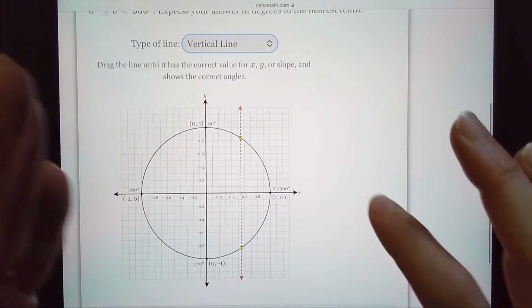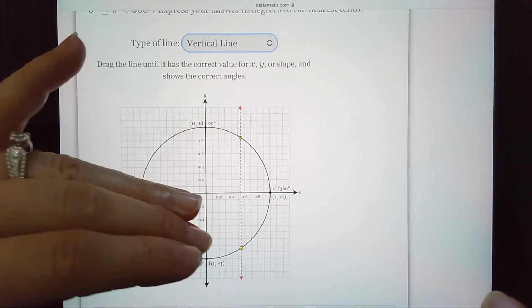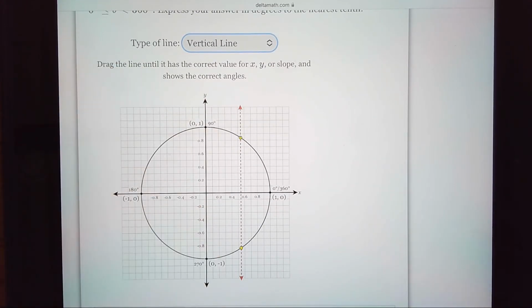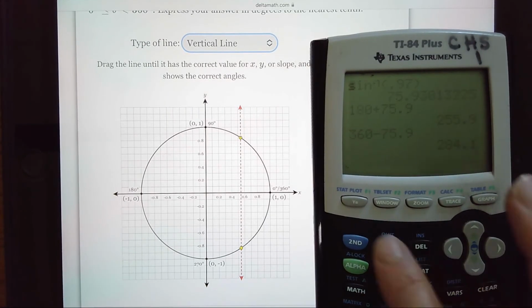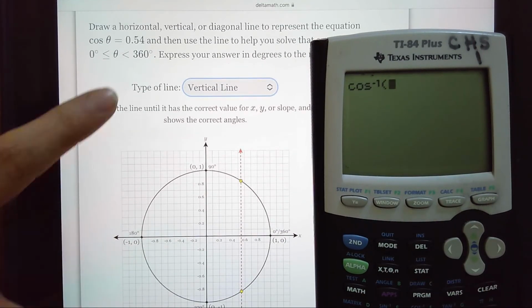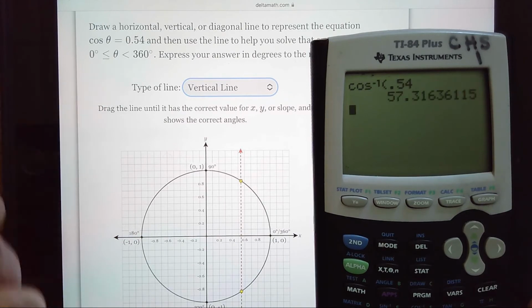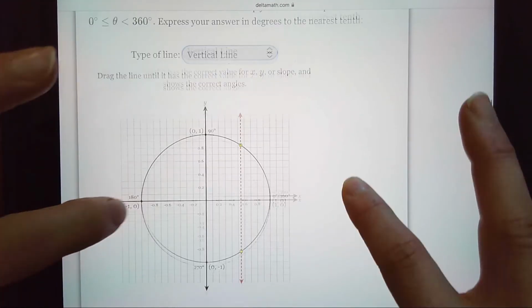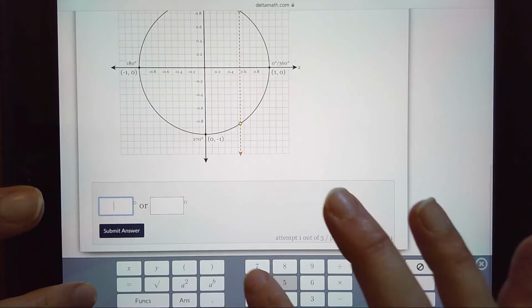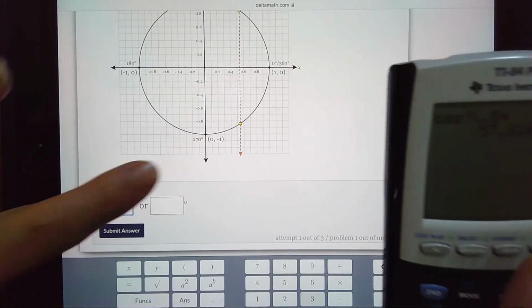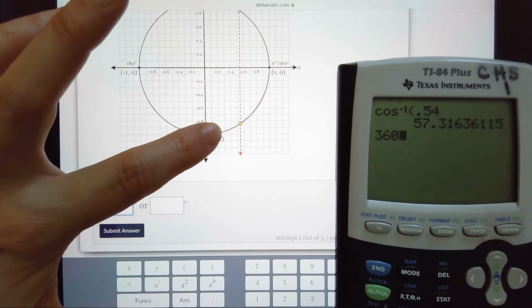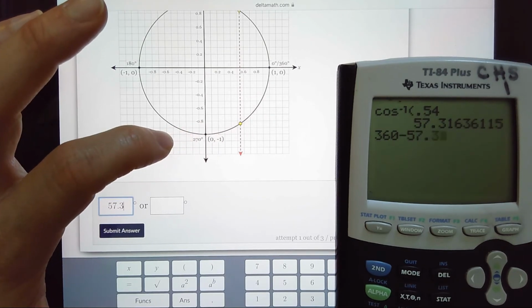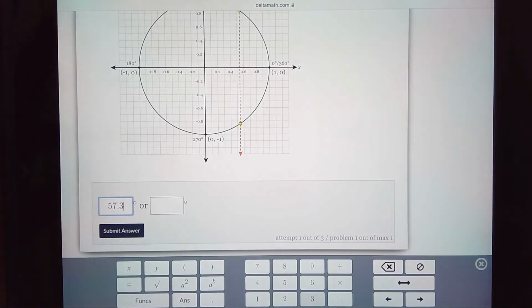So the angles we're finding are here in quadrant 1 and in quadrant 4. So I would do inverse cosine of 0.54. My reference angle is 57.3, which is what this angle is. So 57.3. Then to find the other one here, I would do 360 minus. It'd be 302.7.